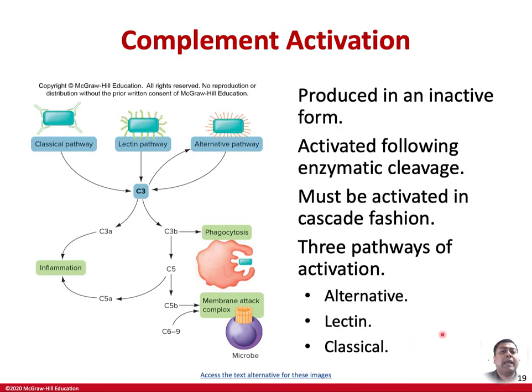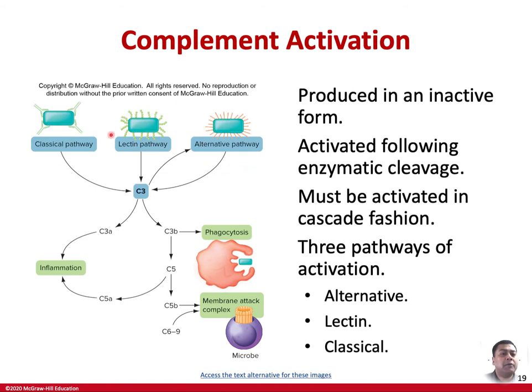So next we are looking at how the complement is activated. We already talked about the complement being a very complex system which contains more than 30 proteins. You are going to see in your textbook a big list of all these different proteins. You do not have to go through each and every one of them. You just need to know the bigger picture of complement activation. The complement can be activated by three different types of pathways. One is the classical pathway, one is the lectin pathway, and another is the alternative pathway.